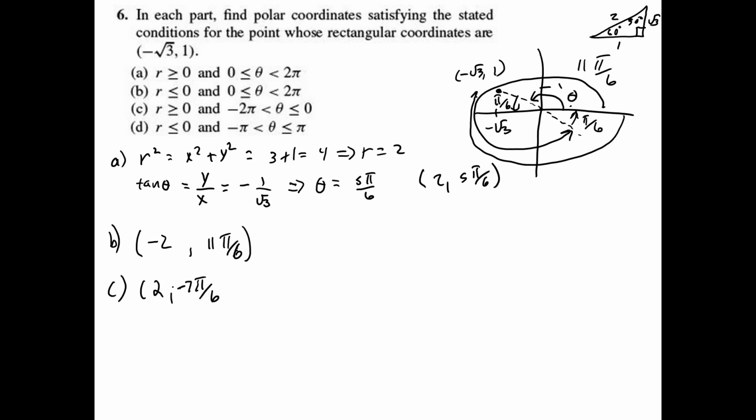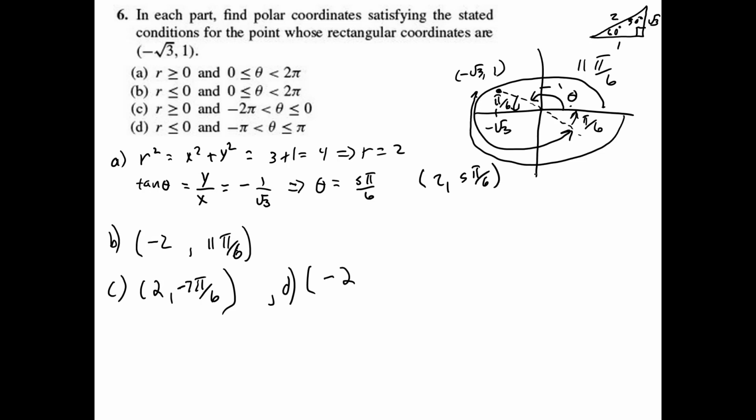But we want it clockwise. So we want negative 7 pi over 6. And then for D, we want our r value to be negative and our angle to be between negative pi and pi. And so again, we want our r value to be negative, so it has to be negative 2.